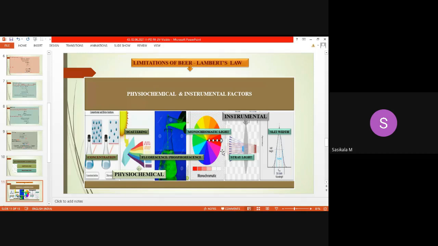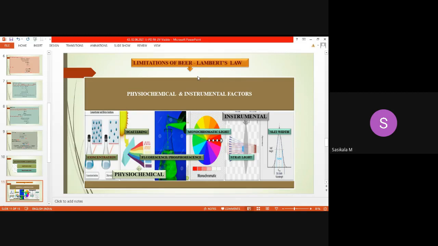Then what are the instrumental factors? In the instrument, what are the things we are getting? Monochromatic light, stray light, slit width. Monochromatic light: we need to get a single intensity of radiation, single colored radiation. You can see only red radiation is derived. If we are not getting monochromatic light, that will also affect the Beer-Lambert's law. Then stray light: from the source, this blue color radiation indicates polychromatic light, where the stray light is coming from an outside source.